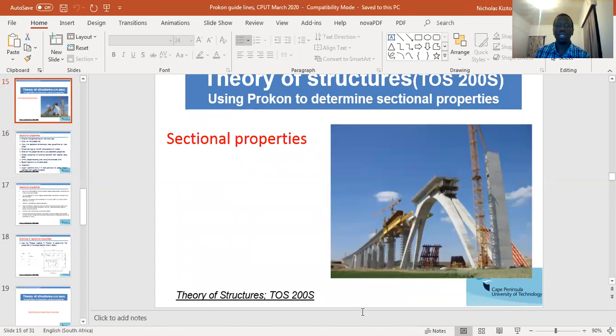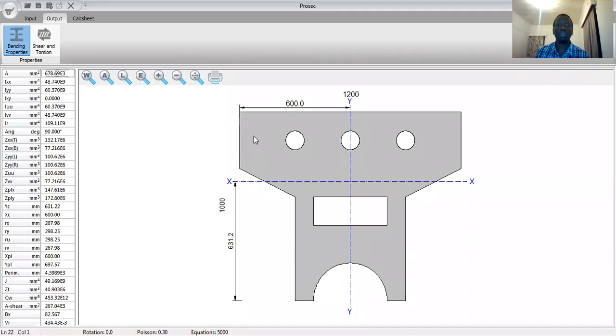Maybe the other thing I need to mention is that, if I go back to my Zoom and share my Prokon again, there you go, you can also quickly determine certain properties of existing sections, the opposite of exporting. I can export this to the database and use it in design, but I can also determine certain properties of sections that are already in the database.